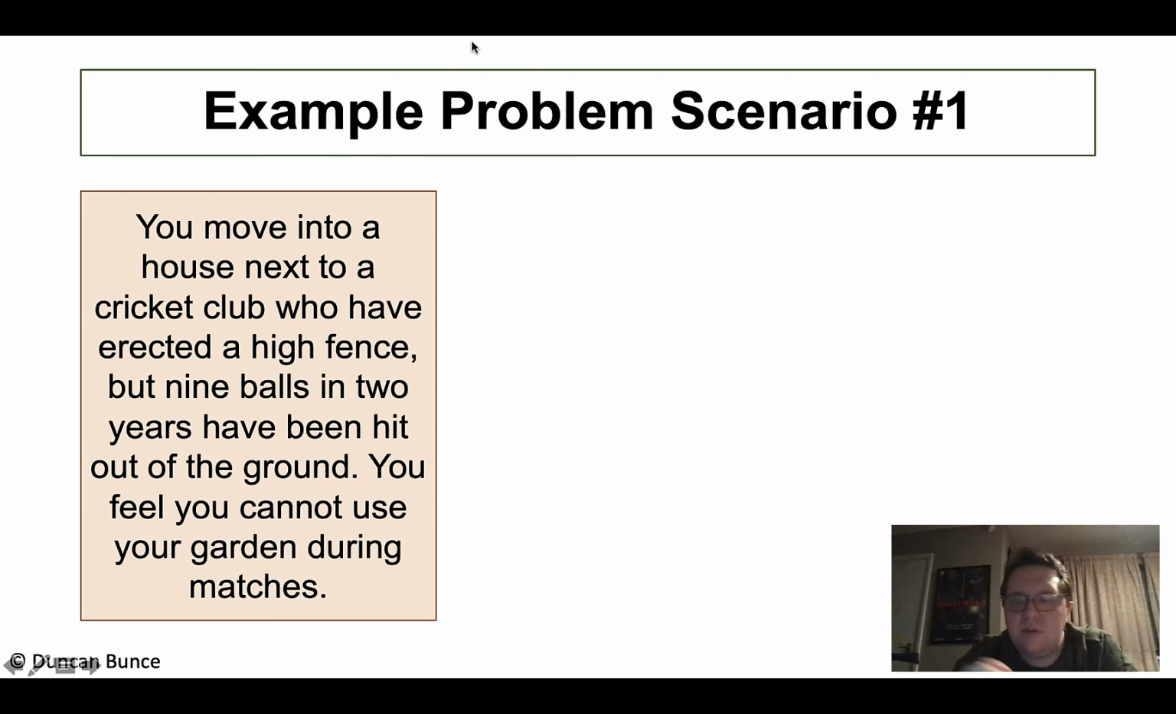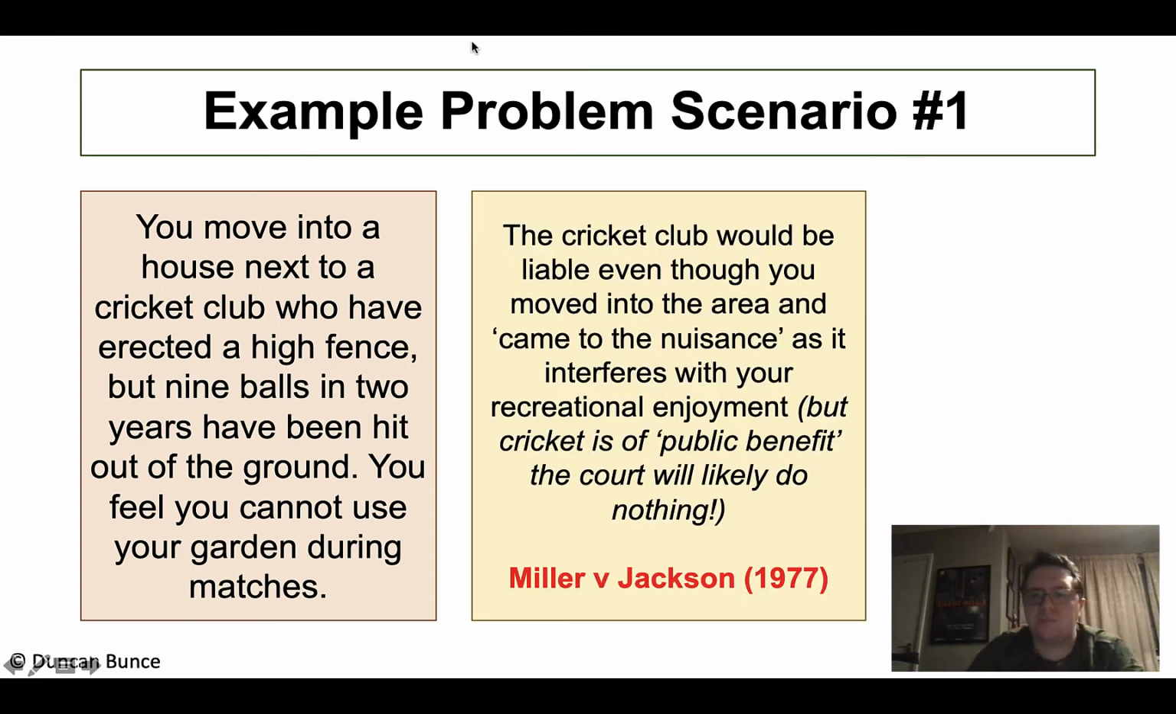As I say, the examiner sometimes does scenarios that are quite similar to real cases you've studied, so immediately you should be thinking of Miller and Jackson and what was decided there. I'd set out in my answer the 3 points, I'd go through the criteria, but my conclusion is this: the cricket club would be liable even though you moved into the area and came to the nuisance, as it interferes with your recreational enjoyment. So it is a nuisance, but cricket, as I've said before, is of social benefit or public benefit, and the court will likely not do anything. So you may win your case, but the activity, the nuisance, will still continue.